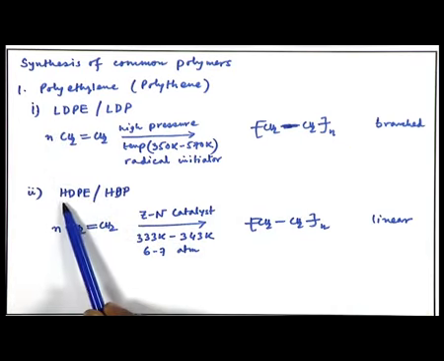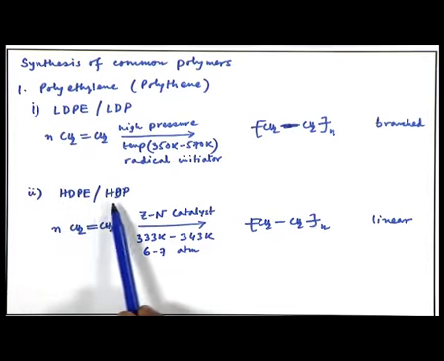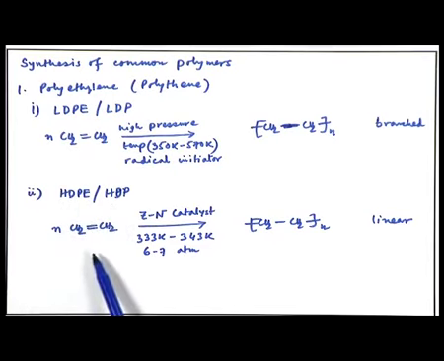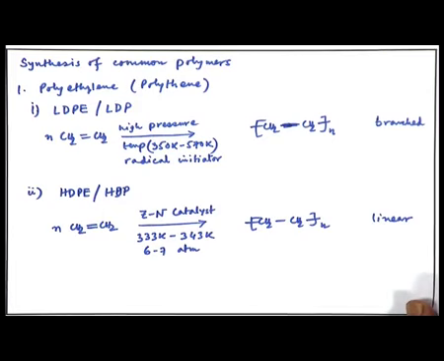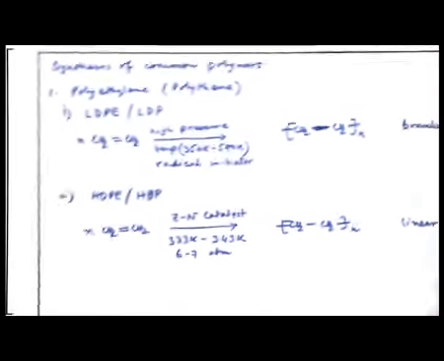In the other case, high density polyethylene or HDPE, we use a special catalyst discovered by Ziegler and Natta, for which they got the Nobel Prize, as I mentioned in the last lecture. It is done in the presence of this catalyst in the temperature range and at a little higher pressure. In this case it produces linear polymers, so the polymer chains can pack well and we get a high density polymer material.